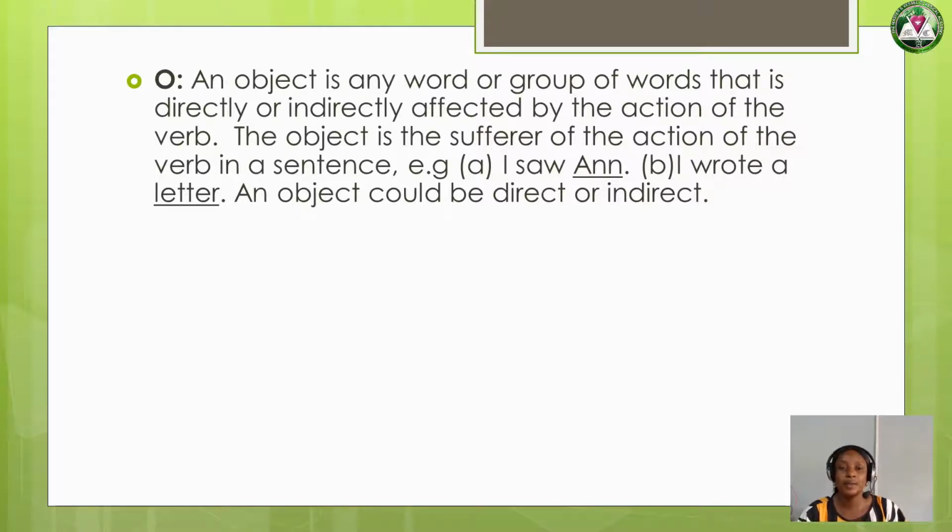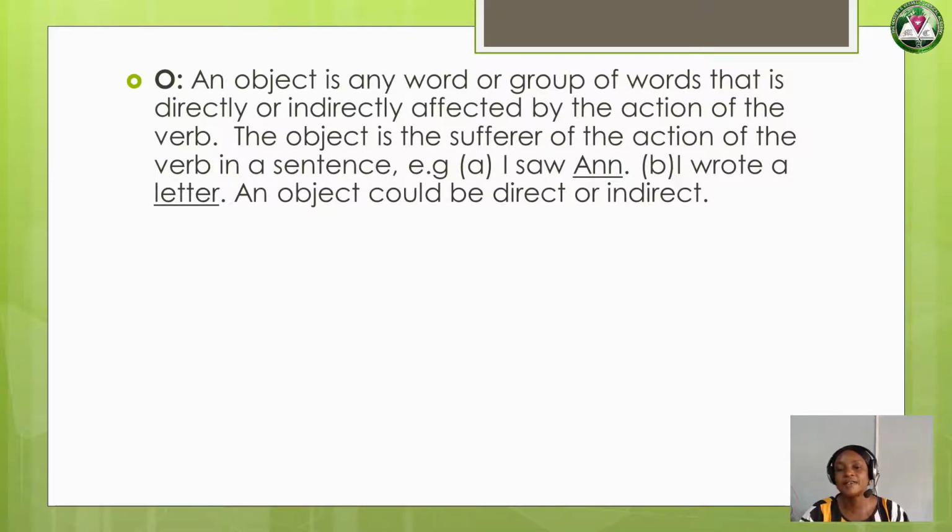It can also be a noun clause, just as you have the subject. It can also be a pronoun. Or any clause with a nominal function can function as the object. So we have a few examples there. I saw Anne. I is a subject, saw is a verb, and Anne is the object.